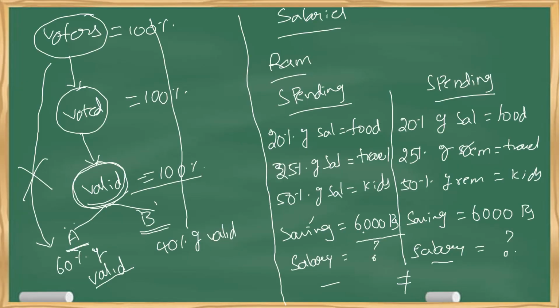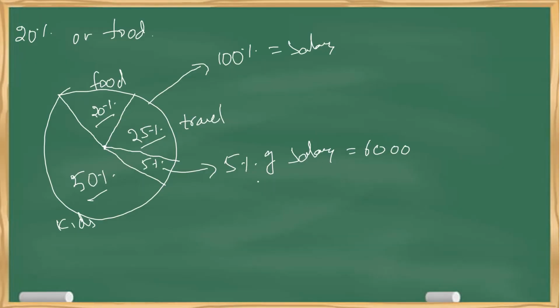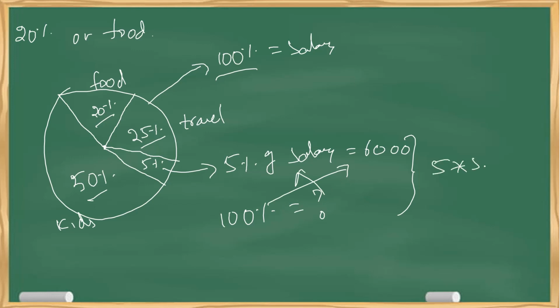Now 5% of salary is 6,000, but my salary is always 100%. So 100% is equal to how much? Now cross multiplication. So 5 into salary is equal to 100 into 6,000. So 5 how many times? 20 times. So 60,000 into 2. 1,20,000 is the answer. This is the first question.